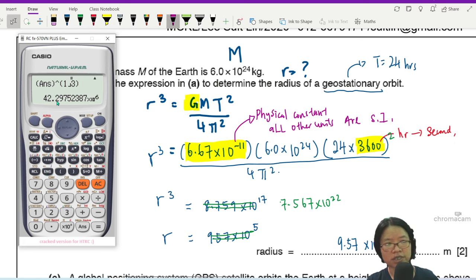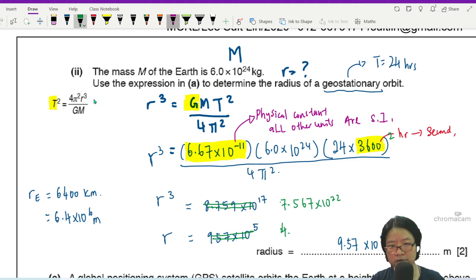Let me toggle the ENG button. So this is 4.23 times 10 to the power of 7. Cancel this one off. 4.23 times 10 to the power of 7.